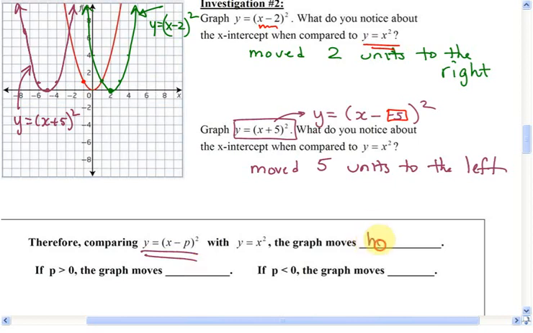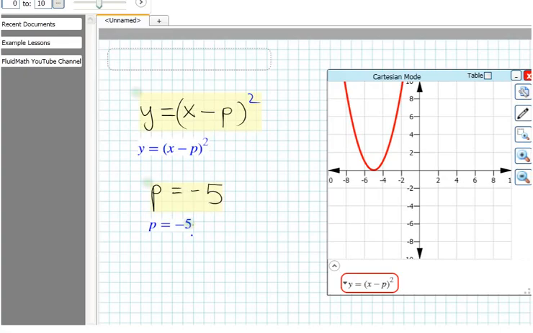Horizontally? Horizontally, good. Now, this next part is a little bit tricky, so please pay attention, okay? If the p-value is bigger than 0, the question is, which way does it move? And if the p-value is less than 0, which way does it move? Now, notice what p is. P is this value here inside the bracket, but notice the sign in front of the p-value is a negative. So let me now show you what I mean by that with this computer drawing, okay?